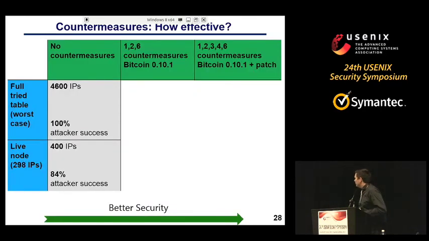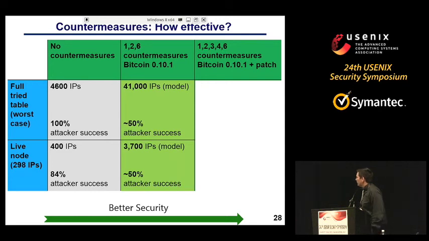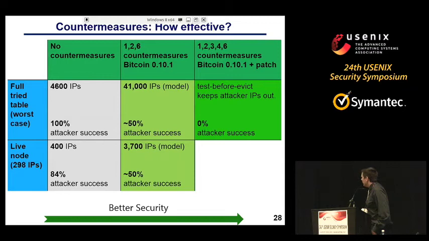How effective are these countermeasures? Well, the countermeasures that are currently deployed in the worst case scenario with a full tried table raise it from about 4,600 IPs to 41,000 IPs with an attacker success rate of a coin flip. In the live node setting, they increase it by almost a factor of 10 with a lower attacker success rate. And in the worst case, with our patch, test before evict is really helpful, because if your tried table is filled with honest IPs, then the attacker can't push any of them out, because they'll all be online. So if you're in a safe state, you tend to stay in a safe state.